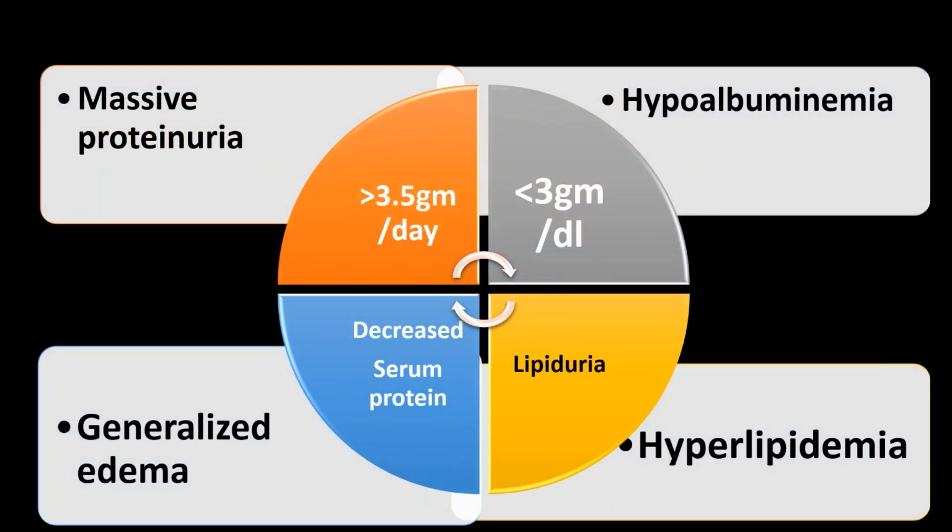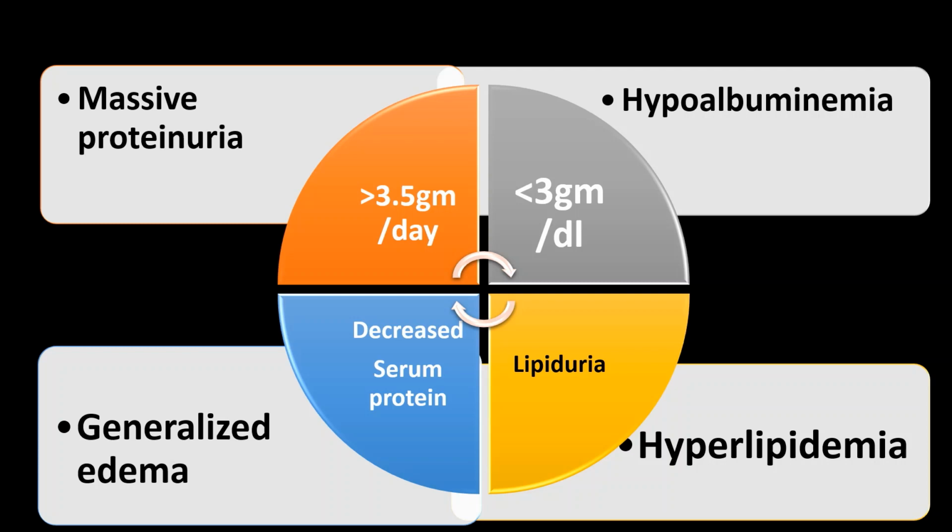So how do you diagnose nephrotic syndrome? There is massive proteinuria, that is more than 3.5 gram per day of excretion of protein via your urine. Now how do you detect it? You can do a 24-hour urinary protein. This will lead to hypoalbuminemia because as you are excreting a lot of protein, the protein levels in your serum will decrease. It will be less than 3 gram per deciliter.